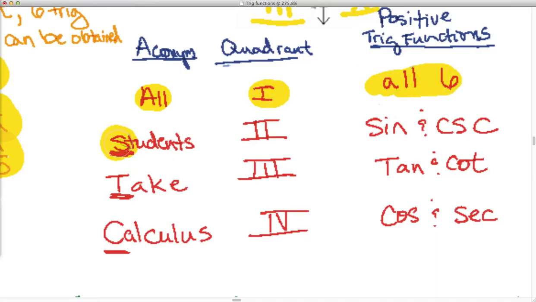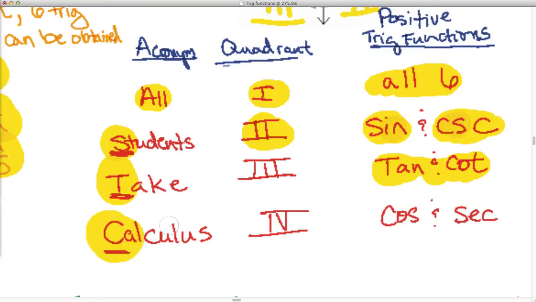But students starts with an S. And in quadrant 2, students goes, and that means sine and its reciprocal cosecant. A lot of people want to mess with cosecant and secant because they sound alike, and cosine and sine. I don't know why whoever came up with these names didn't think about that, but hey, hindsight's 2020, right? So take in the third quadrant is tangent and cotangent, and calculus starts with a C, so that's in the fourth quadrant. The fourth quadrant, and that's cosine and its reciprocal secant.